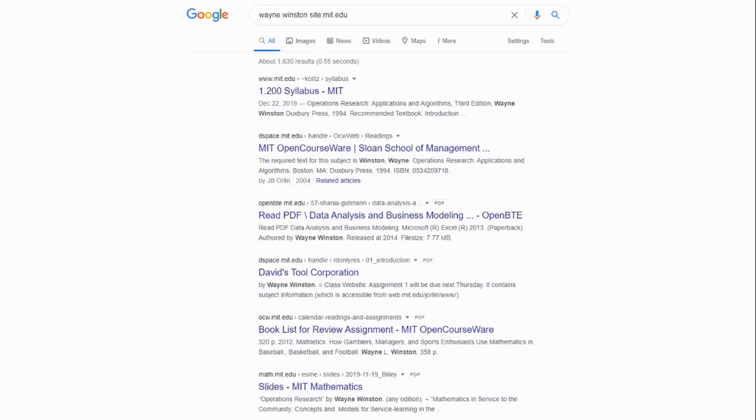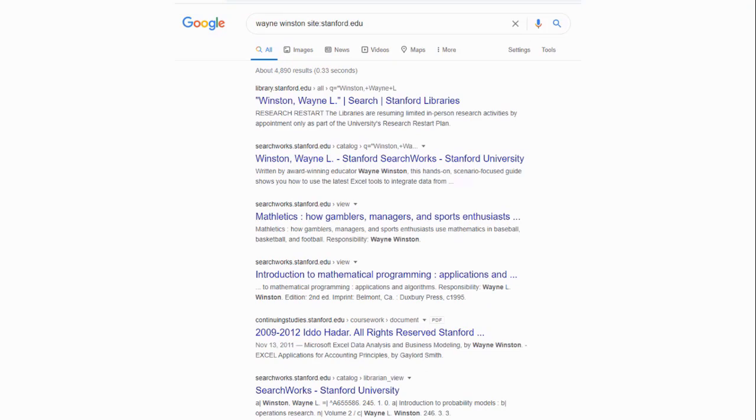So the next one would be MIT, and you can see the syllabus of MIT is using his operations research book. You can see MIT OpenCourseWare is using his stuff, and the list goes on and on. But let's keep going. Let's not stop there, right? So Stanford is using his stuff, and I'm going to go a little bit faster just because there are a lot of universities here. So Stanford, right?